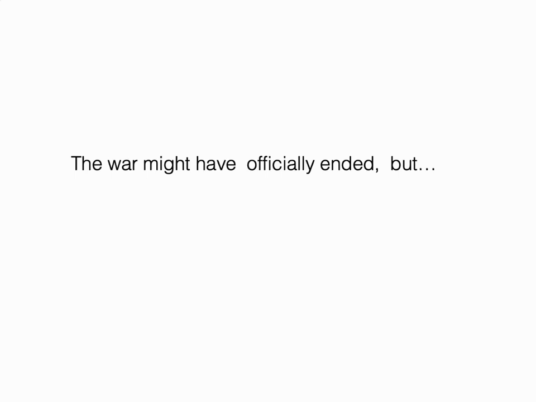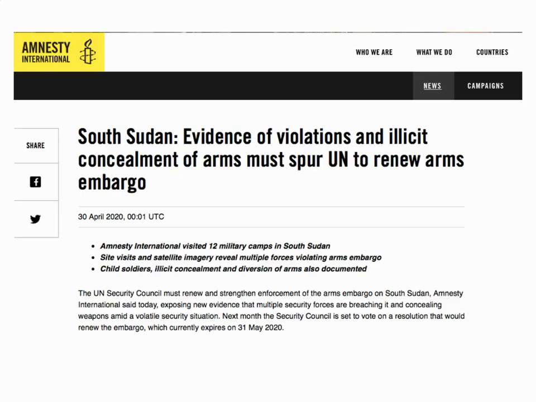In 2018, the war might have officially ended, but in 2020, the situation is still dire. There is evidence of violations and illicit concealment of arms. So Amnesty International visited 12 military camps in South Sudan, and those visits, as well as satellite imagery, reveal multiple forces violating the arms embargo. There's child soldiers, there's illicit concealment and diversion of arms.